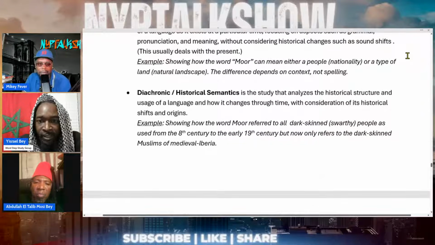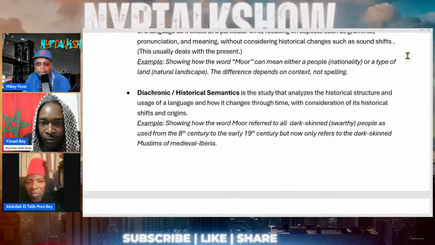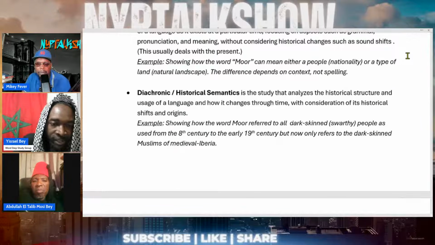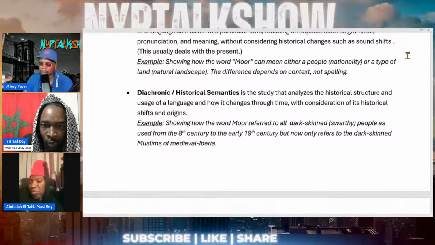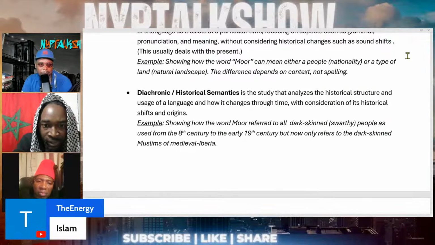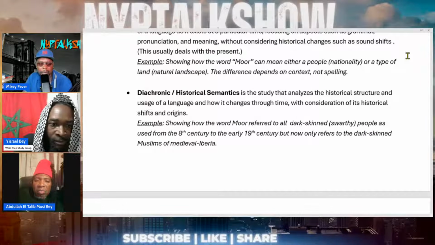Diachronic or historical semantics is the study that analyzes the historical structure and usage of a language and how it changes through time, with consideration of its historical shifts and origins. Example, showing how the word Moor referred to all dark-skinned swarthy people as used from the 8th century to the early 19th century, but now only refers to the dark-skinned Muslims of medieval Iberia.